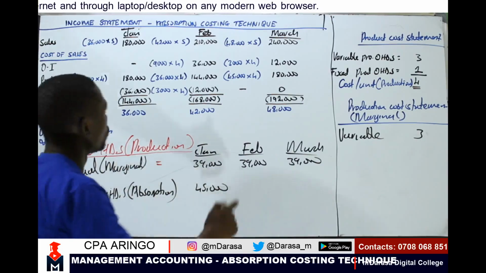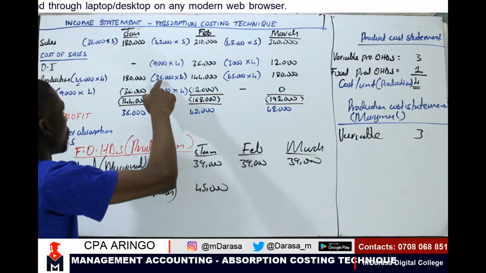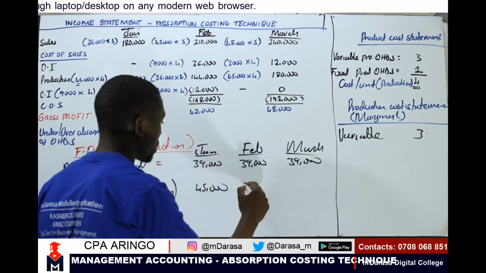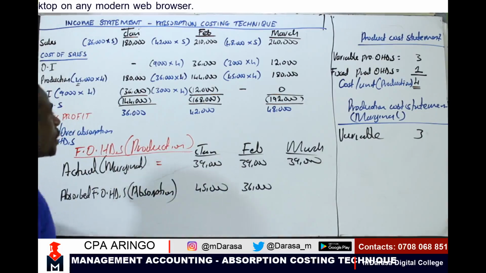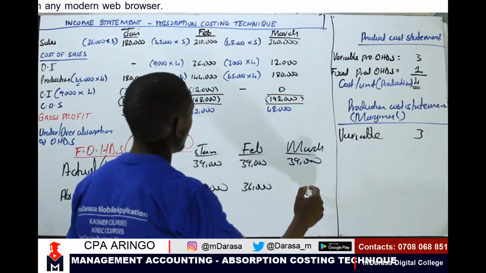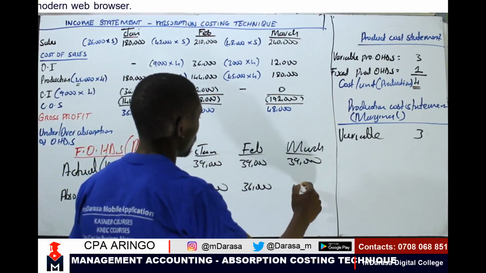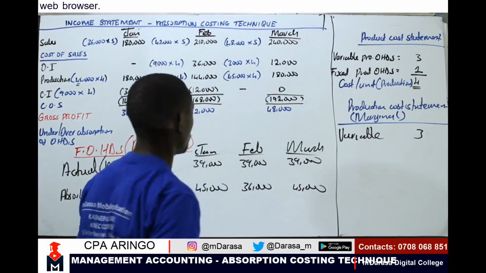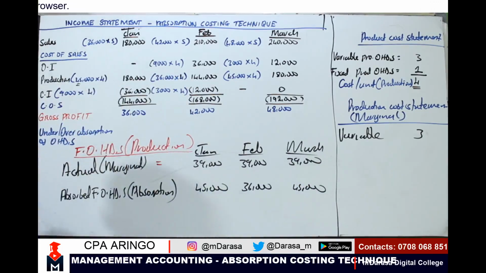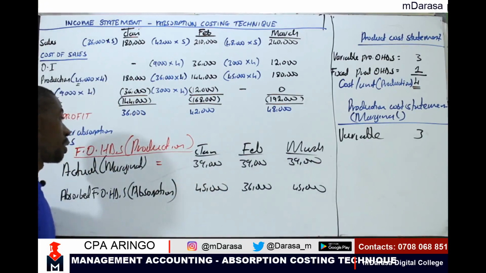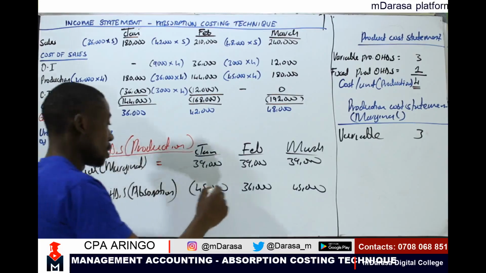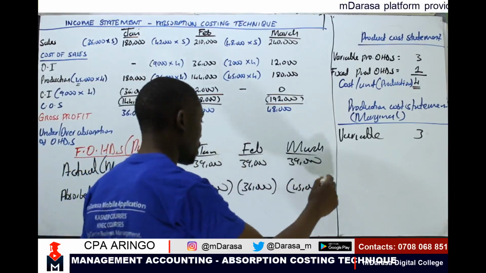The other month, we produced how many units? 36,000. So I'm having 36,000 in this month. And in the month of March, we had 45,000 being our production. So we are comparing our actual and absorbed.